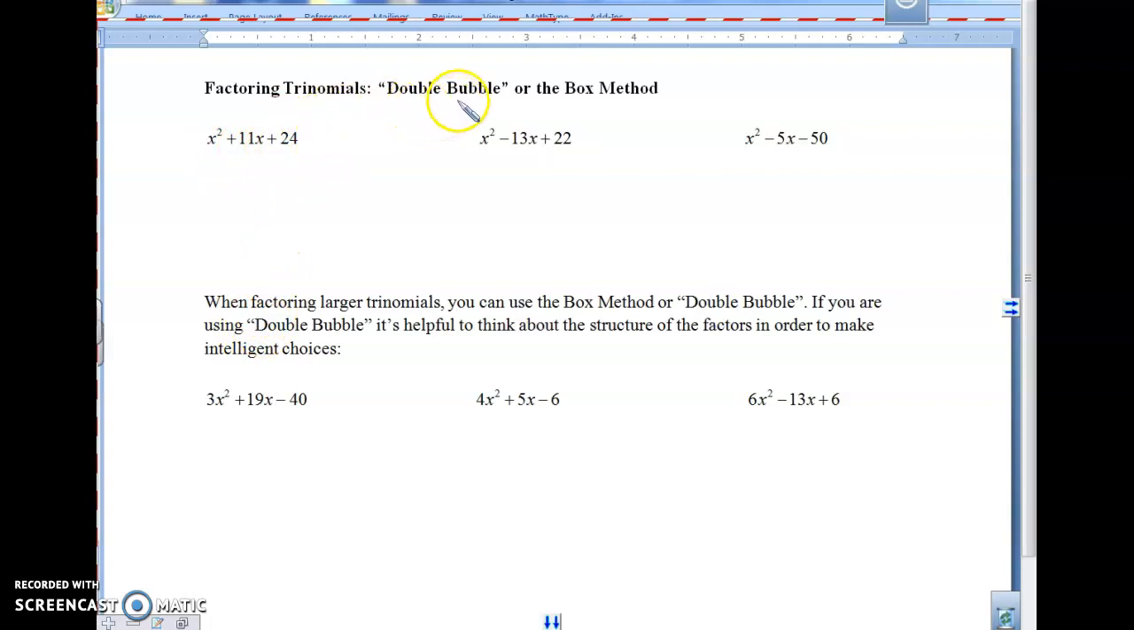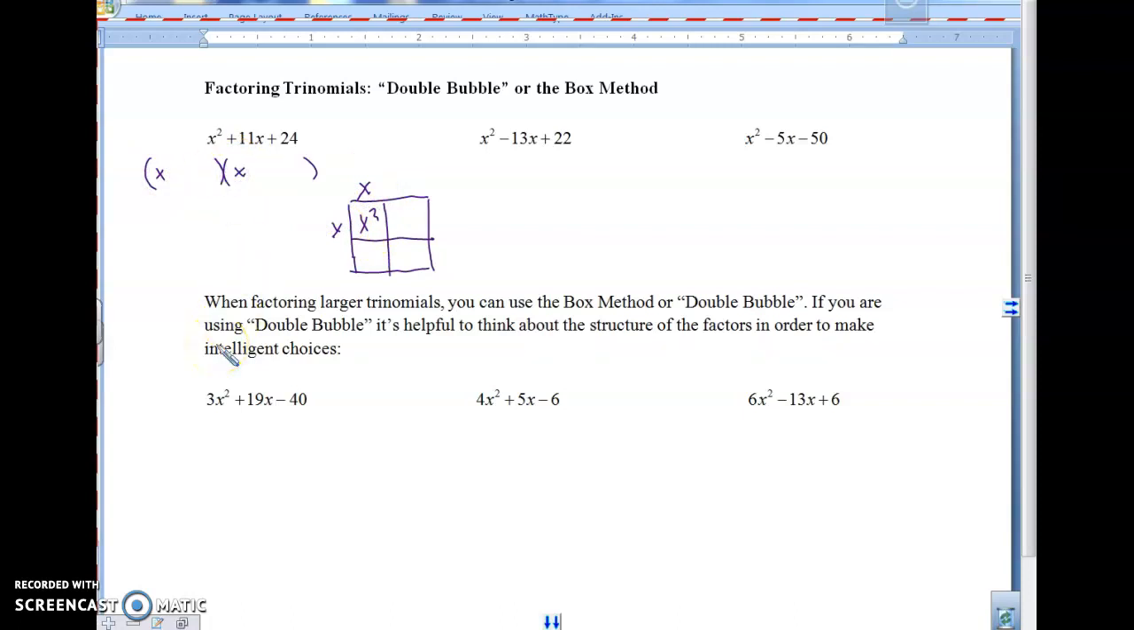We usually use either double bubble or the box method. I don't care which one you use, whichever one makes you happy, and you get the right answer. So I'll do both at the same time so you can see where I'm getting the numbers from. So double bubble or the box method, x squared goes here. All right, that's to get the first term in the bubbles. So how do you get x squared? It's got to be x times x. We know that's going to go here.